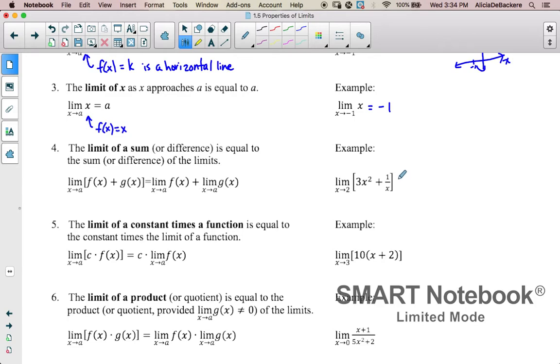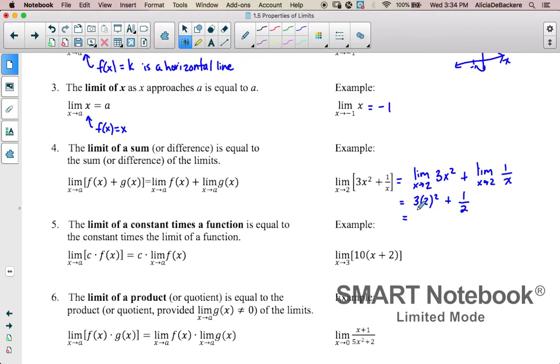So here in my example, I've got the limit as x approaches 2 of this sum. That's going to be the same as taking the limit of the first thing and adding the limit of the second thing. Now we saw above that I can take the limit of this polynomial function just by plugging 2 in. And then we're going to see, actually, I'm kind of skipping ahead here. This is rule number 6. I can take the limit of this thing just by plugging 2 into this.